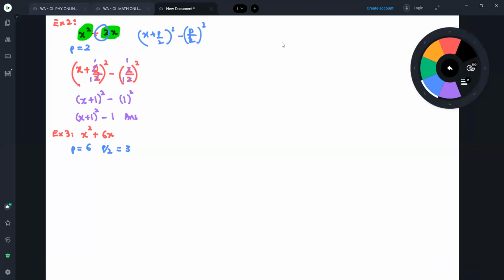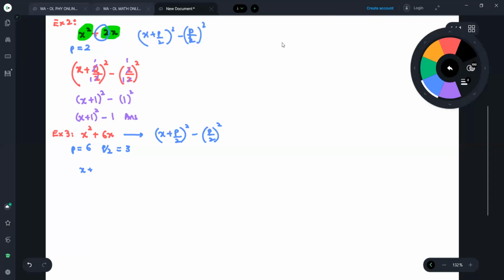3. Now I'm going to put down the formula. It is x plus p upon 2 whole square minus p upon 2 whole square. Yes or no? Yes, sir. So it will be x plus 6 upon 2 whole square minus 6 upon 2 whole square. Very good. And then simplify.